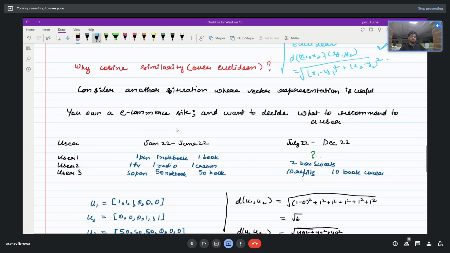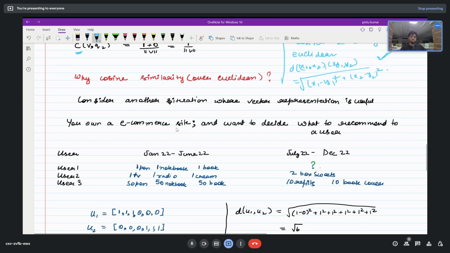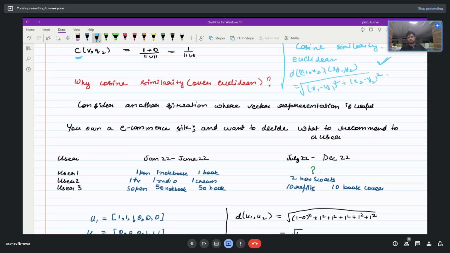So for this kind of problem, let's say we had 3 users on the website. You just started your e-commerce website. It's not a famous one right now. So you have user 1, user 2, and user 3. Let's say user 1 during the period January to June ordered 1 pen, 1 notebook, and 1 book. Then he might probably be a student or something like that.